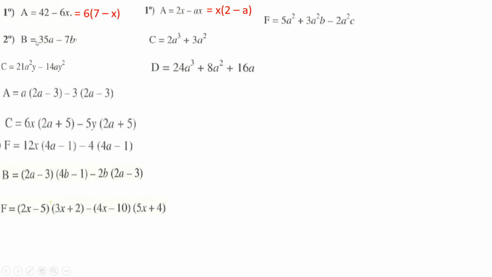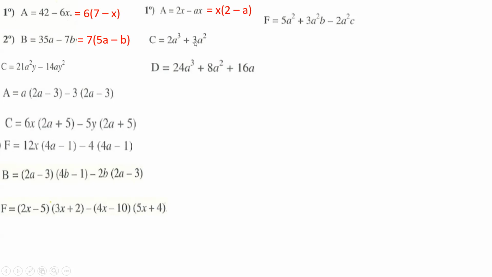Now, B equals 35a minus 7b. Positive and negative, no common. 35 and 7 both are divisible by 7. A and B, no common. So I take 7 and I open parentheses. 35a divided by 7 is 5a, minus 7b divided by 7, 7 cancels 7, so I get minus b.